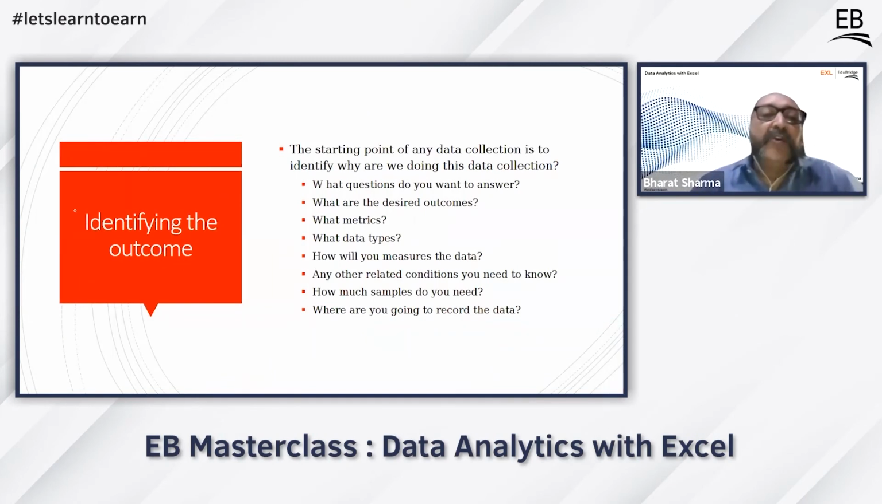Now, identifying the outcome, that's where we started, right? You remember the 6 steps in doing the analysis. The first one is to define a goal, which means identify the outcome. The starting point of any data collection is to identify why we are doing this data collection. Very, very important. So what questions do you want answers to? What are the desired outcomes? What metrics do you want to collect data on? Now you understand what metrics are.